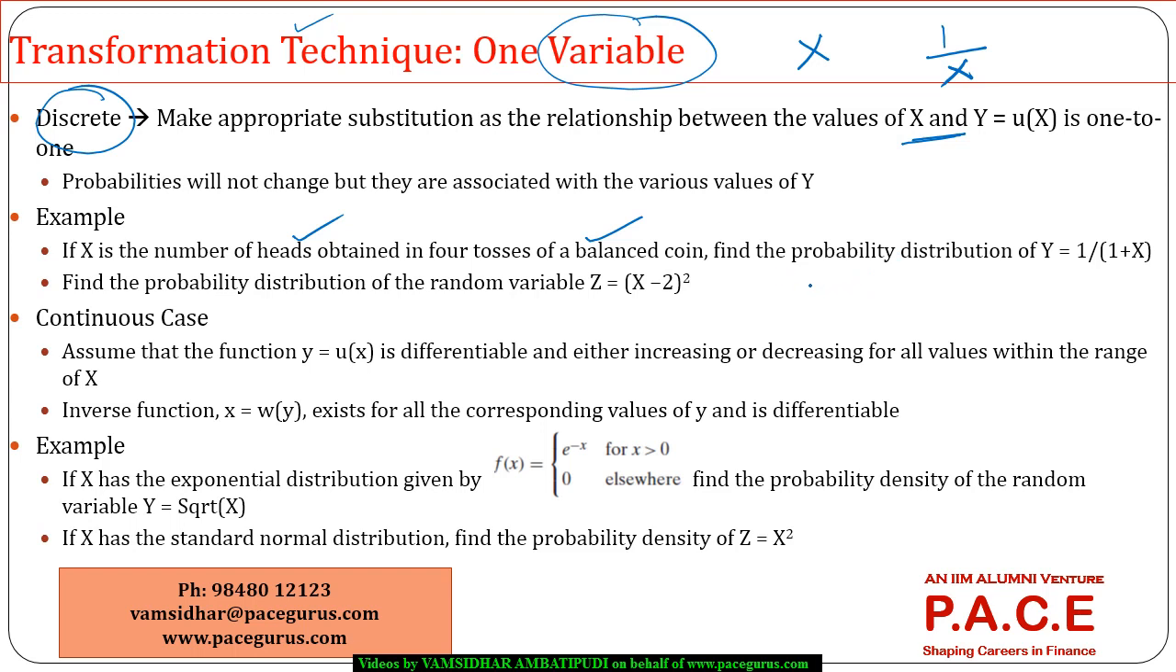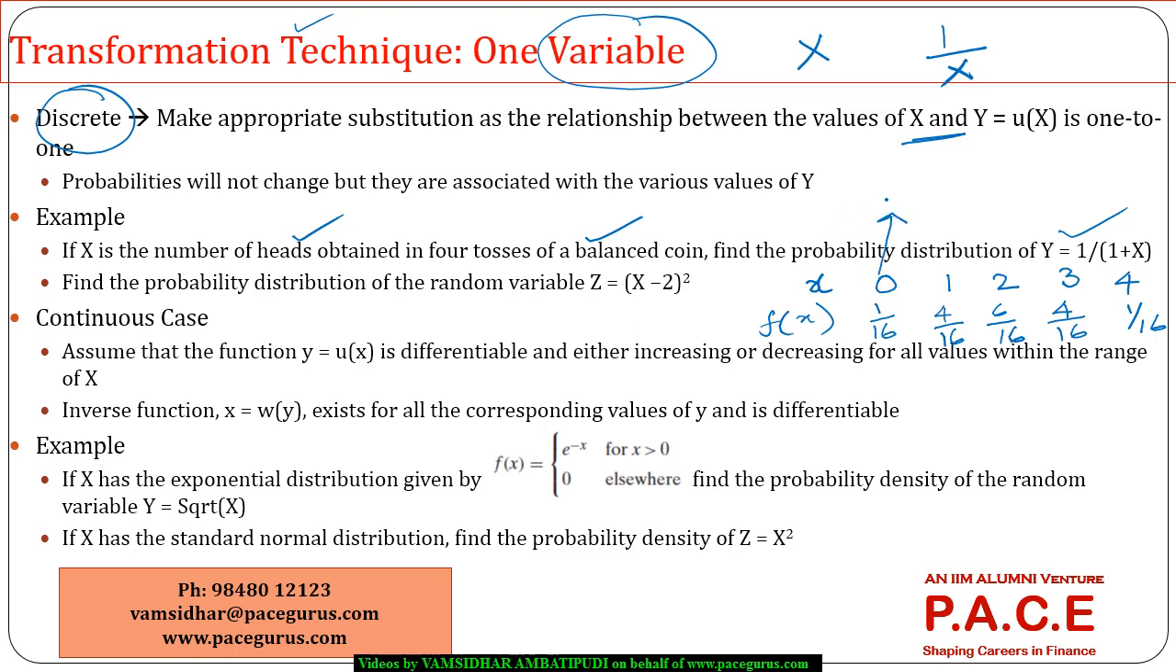So we know that in case of x, it can get 0 heads, 1 head, 2 heads, 3 heads, 4 heads. And the probability associated with it: 0 heads, 1 by 16 chance; 1 head, 4 by 16. This is a binomial distribution. 2 heads, 6 by 16; 3 heads, 4 by 16; and 4 heads is 1 by 16. Now someone has asked me to find out the probability distribution of y, which is 1 by 1 plus x. In this case, only the x will change.